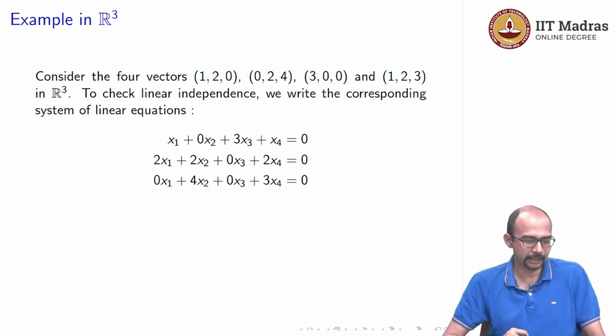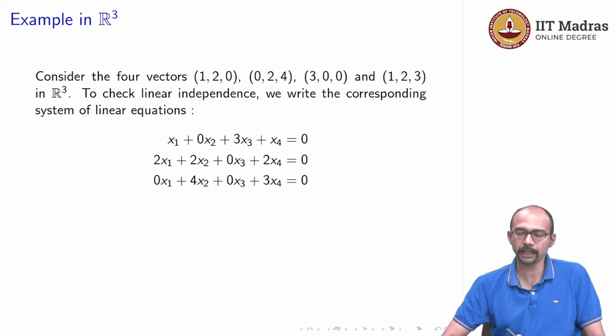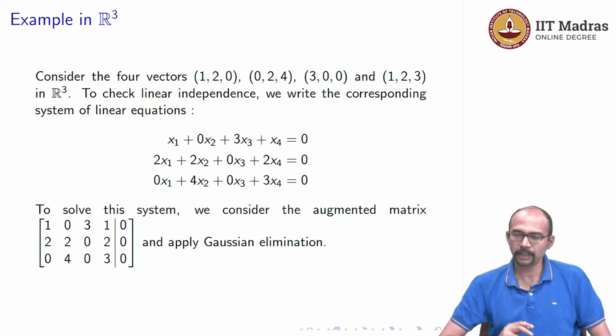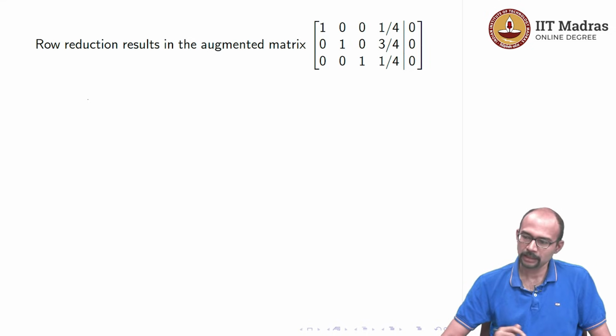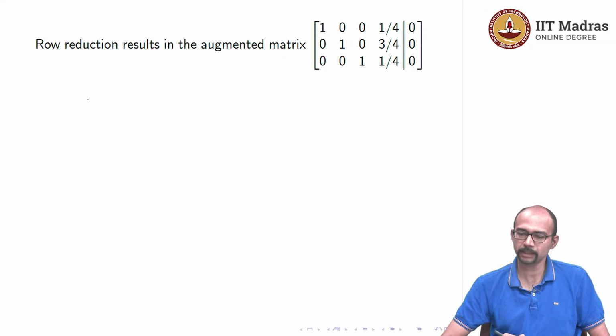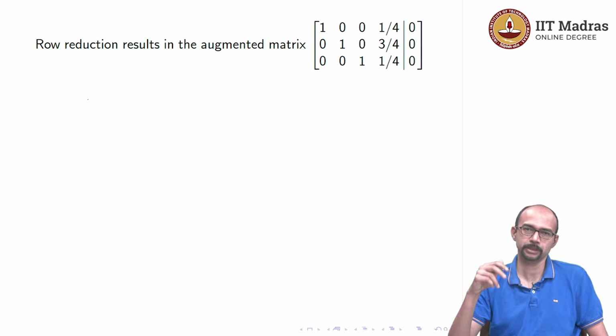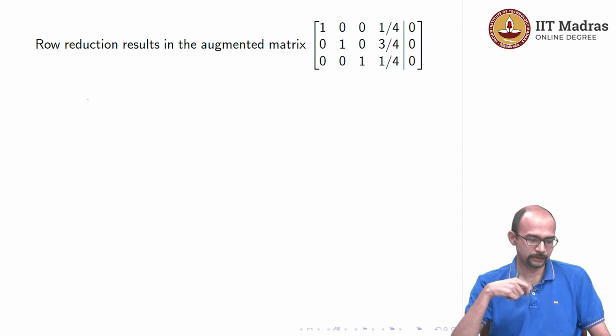Of course, there are lots of zeros here and you may be able to manipulate and solve this by hand, but as we know, the general and fastest and cleanest method of doing this is by Gaussian elimination. So, we will write down the augmented matrix that gives us [1 0 3 1 | 0], [2 2 0 2 | 0], [0 4 0 3 | 0]. Let us do row reduction. If you do row reduction, we get the augmented matrix [1 0 0 1/4 | 0], [0 1 0 3/4 | 0], [0 0 1 1/4 | 0], and the last column is again 0 0 0.